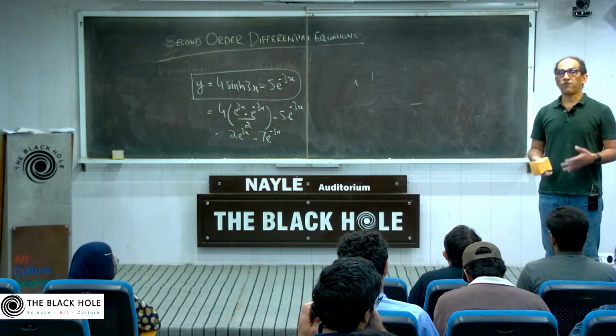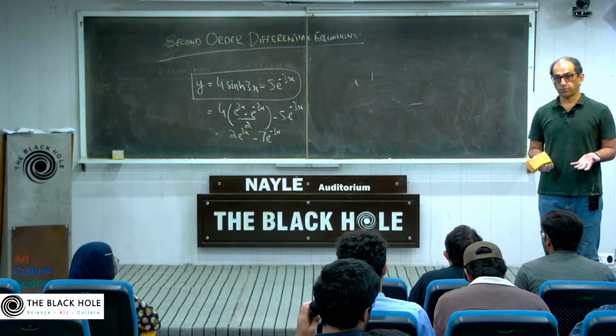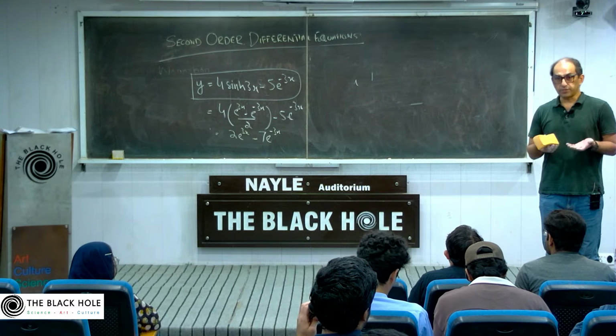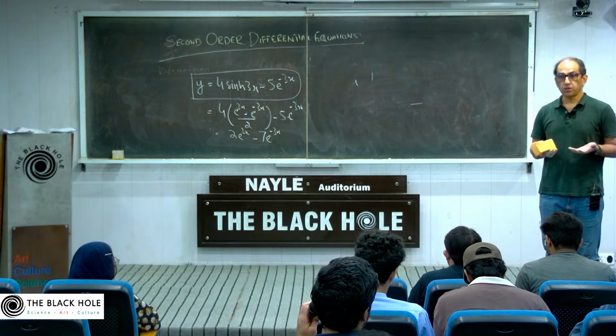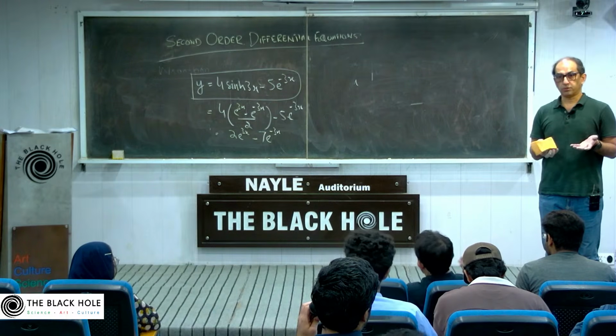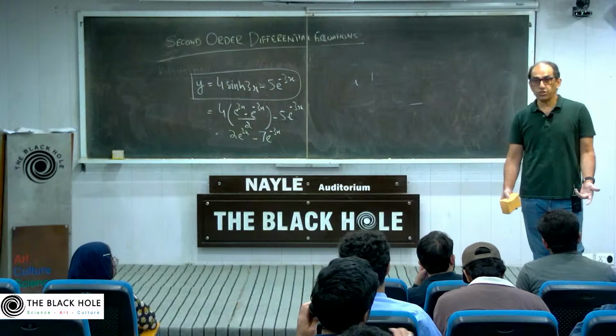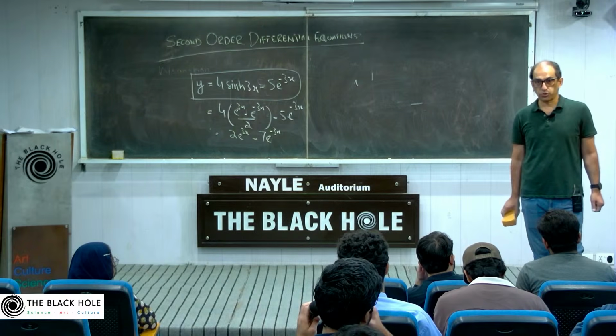Like, if the C1s and C2s are found using the boundary conditions, it means you change the boundary condition, you change the solution. Sir, why doesn't changing the boundary also change the differential equation itself? How can it change the differential equation? It's the solution of that differential equation.